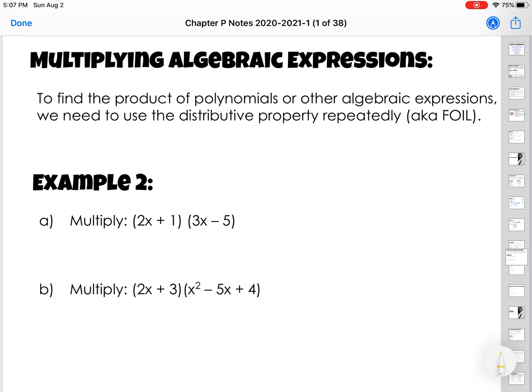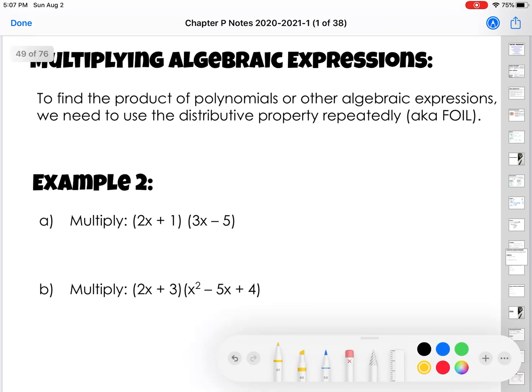Multiplying algebraic expressions, aka FOIL. Now, I don't love the term FOIL, but it's a silly way to remember first, outside, inside, last. I like to think of it as repeating the distributive property over and over again. That way it does not confuse things when you get to more than a binomial times a binomial.